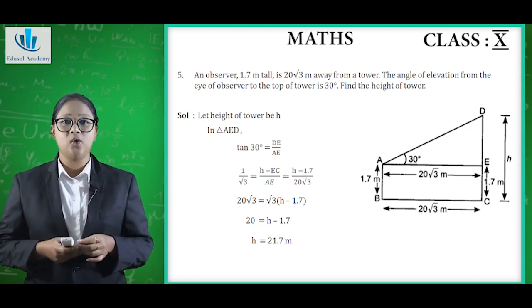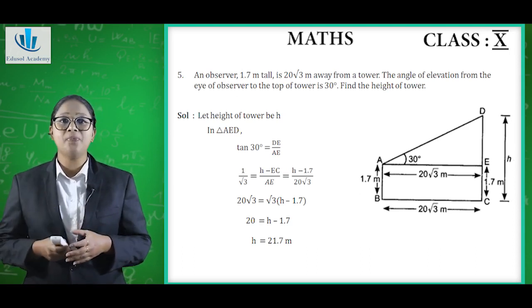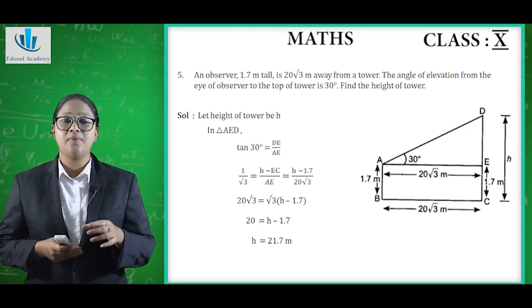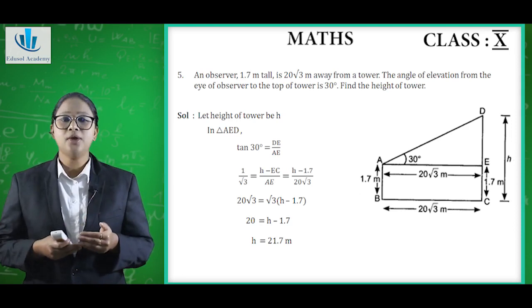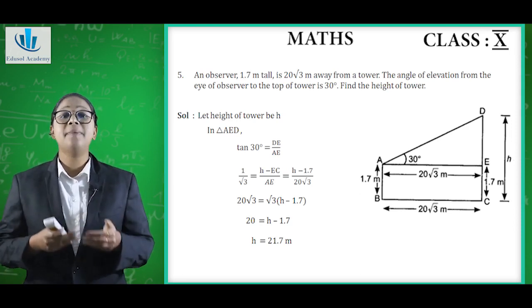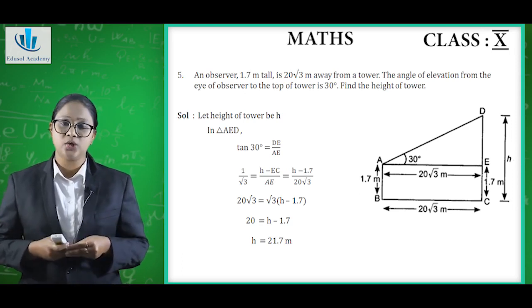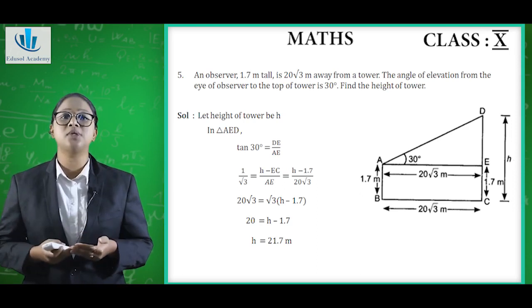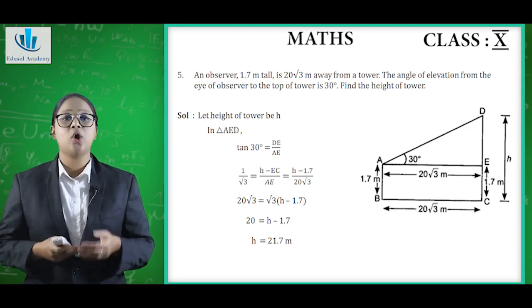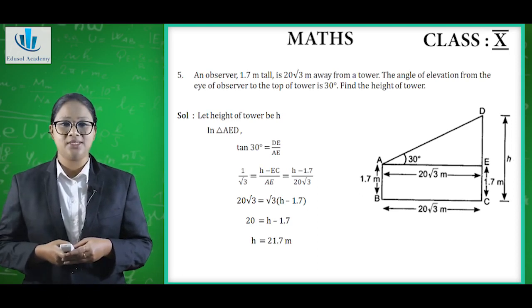Tan 30 is equal to DE by AE. How do you find DE? By subtracting 1.7 from h. So 1 by root 3, that is tan 30, will be equal to h minus 1.7 by 20 root 3. Upon cross multiplication and transposing, we will get h, or height of the tower, as 21.7 meter.